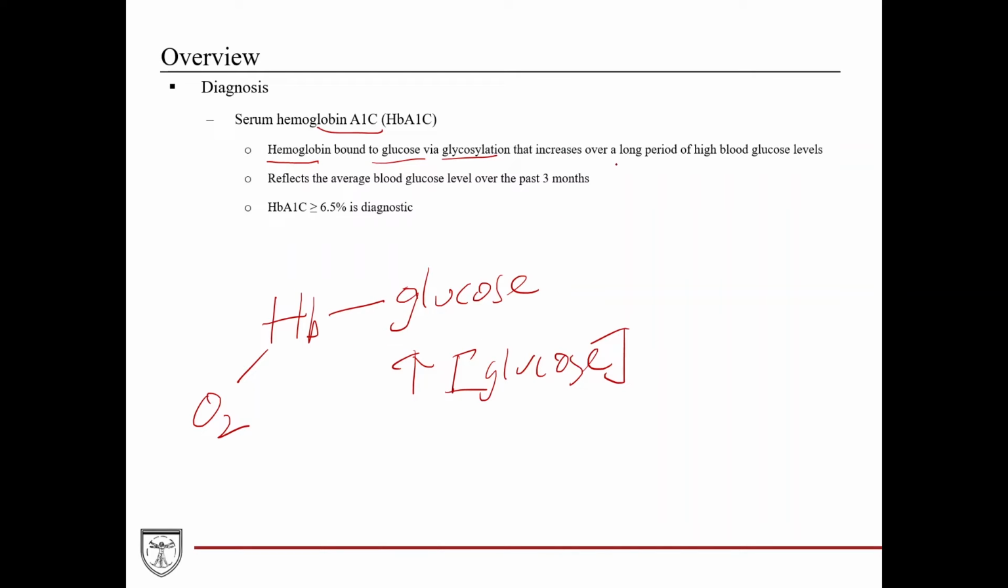And that's why this is a great test, because it measures over long periods of time. It actually reflects the average blood glucose level over the last 3 months. Because remember, anyone can have a spike in glucose, but not everybody has a long-term chronically elevated level of blood glucose. And so that's why this is a great test. The reason for that is because the RBC lifespan is about 120 days, or 4 months. And so if you measure it, it's usually going to reflect the past 3 months. And the value you want to pay attention to is 6.5. If it's 6.5 or higher, that is diagnostic for diabetes.